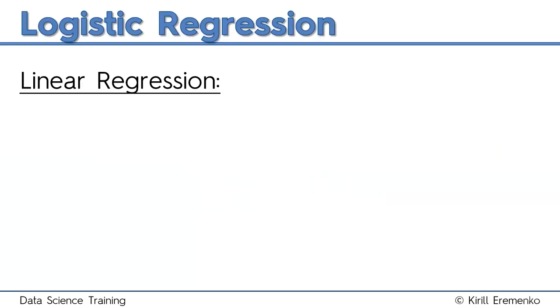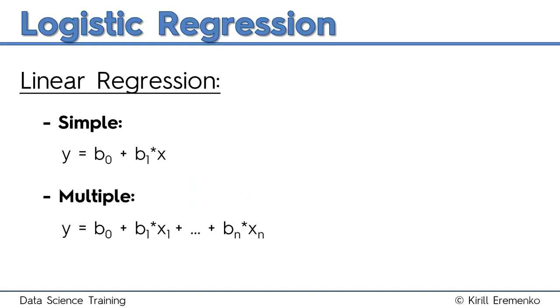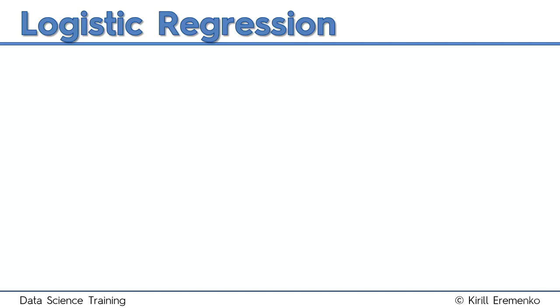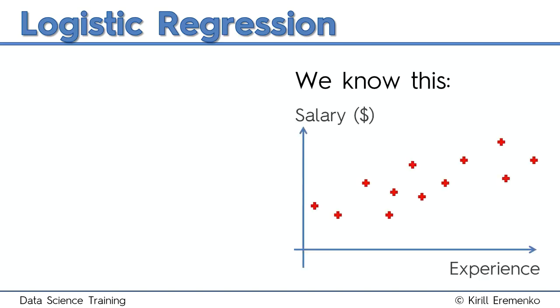We already know about the linear regression. We know that there's a simple linear regression and it has this very short formula with one independent variable. And we also have looked into the multiple linear regression, which has many independent variables. So we already know how to deal with this type of challenge.